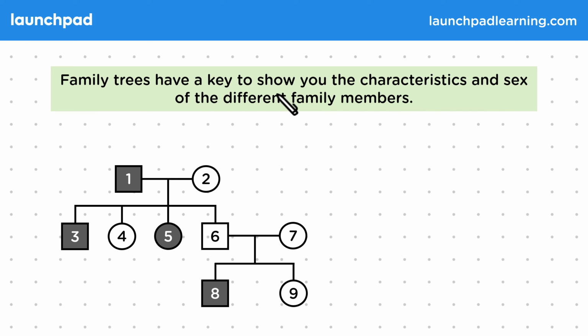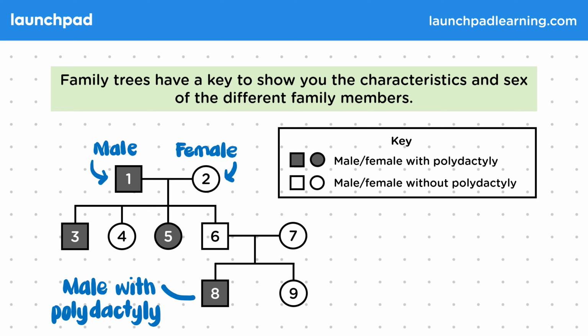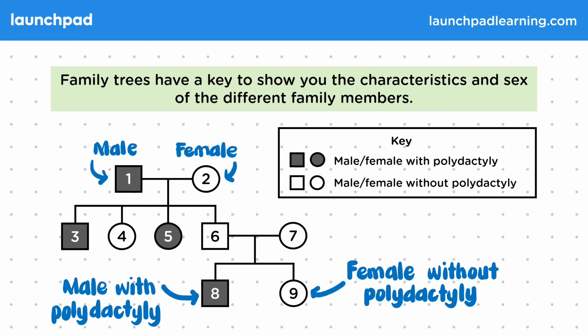Family trees have a key to show you the characteristics and sex of the different family members. Males are typically shown with squares and females with circles, unless the key shows otherwise. Individuals with a specific characteristic such as eye colour or polydactyly are shown by their shape being coloured in. So, for example, number 8 at the bottom here is a male because it's square, with polydactyly because it's filled in. Number 9 is a female shown by a circle, without polydactyly because it's not filled in.